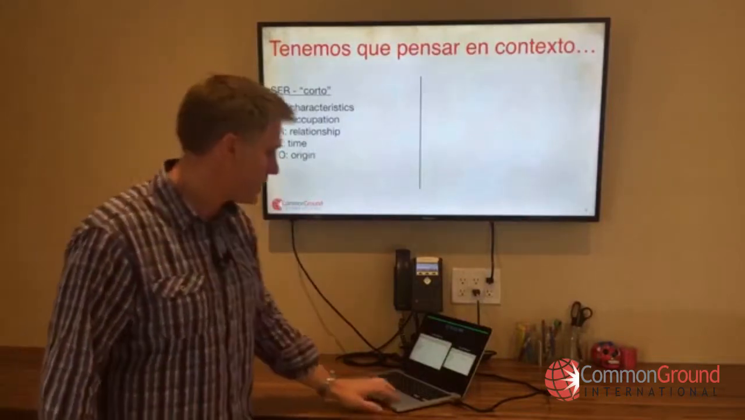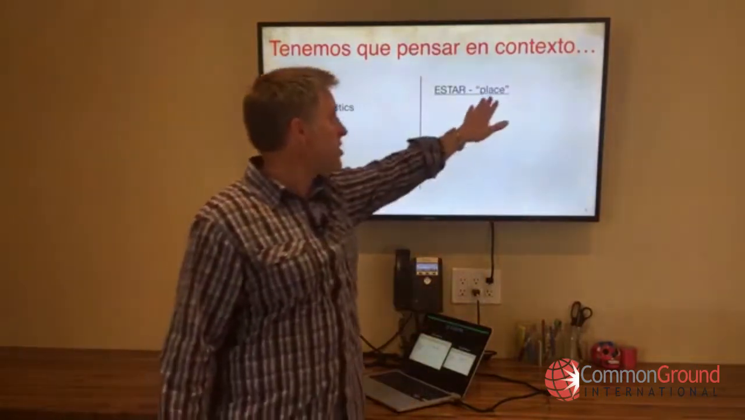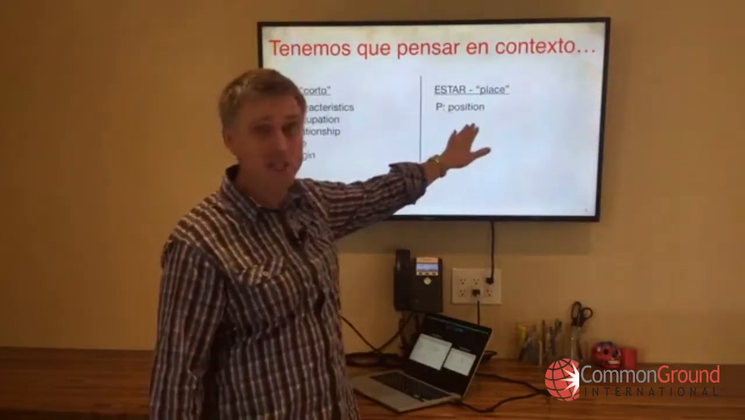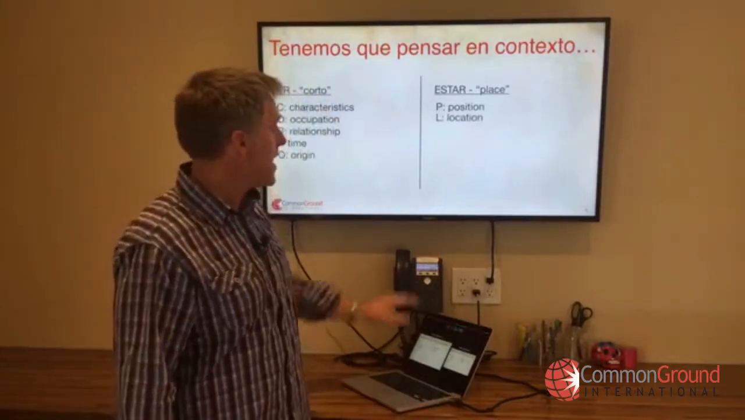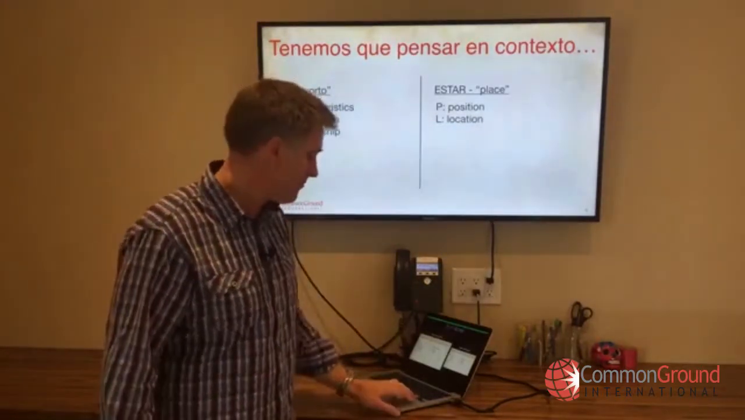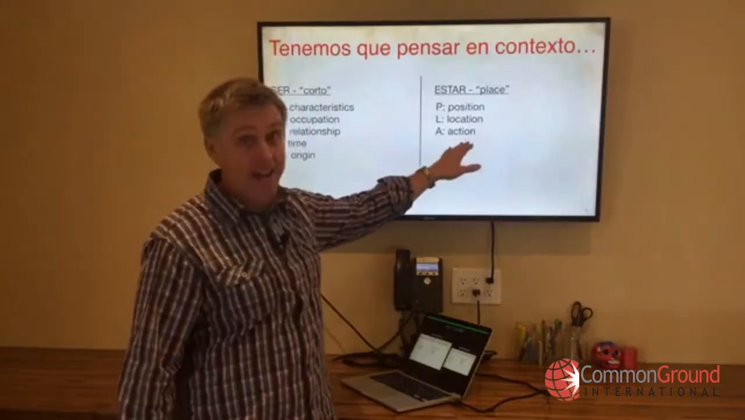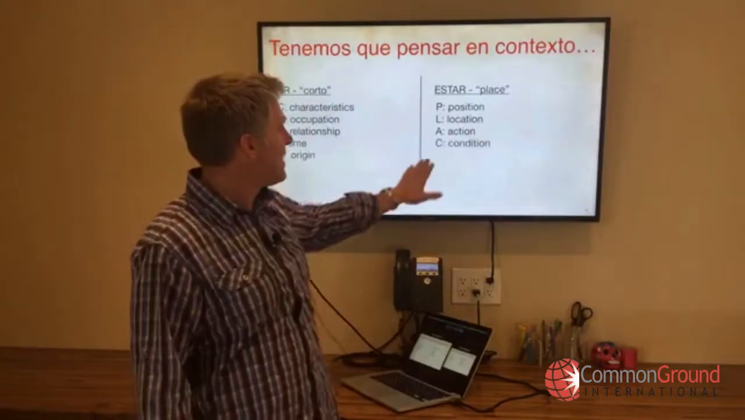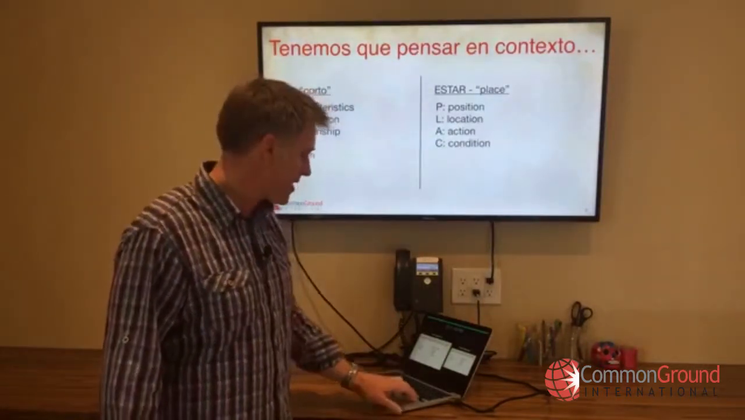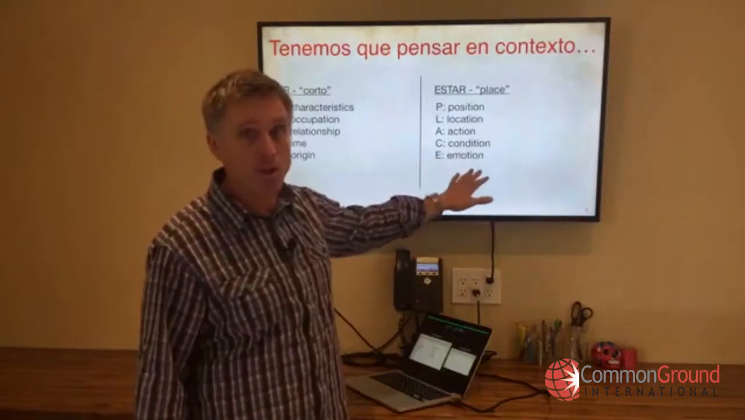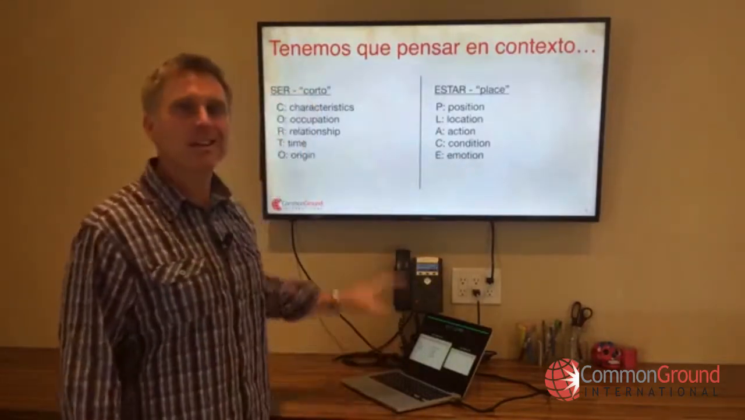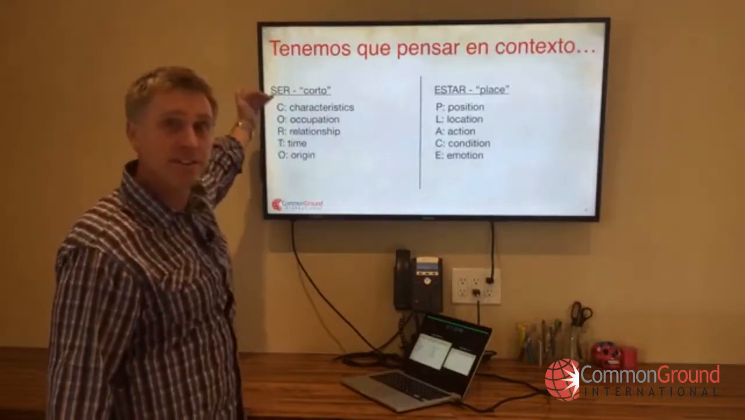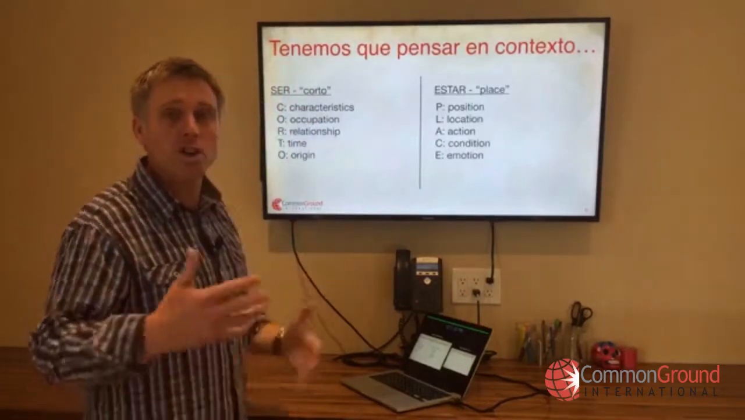All right, now we're going to move on to el verbo estar. Estar, we're using the acronym place. So for place, we have P, position. We have L, location. We have A is our action. Los niños están trabajando. C is condition. And E is emotion. All right, so let's take a look at corto. We're going to start with ser, look at corto, and see how these different uses show up.